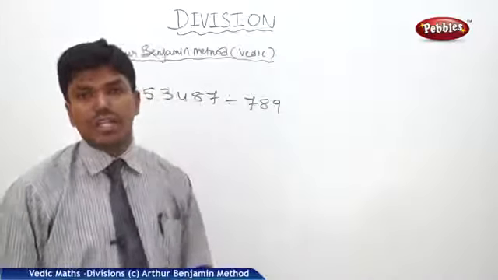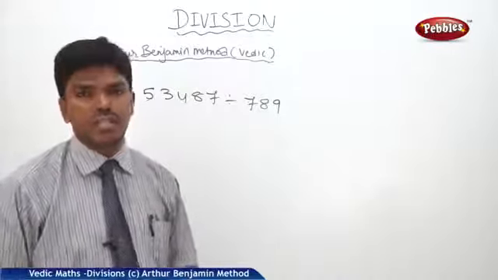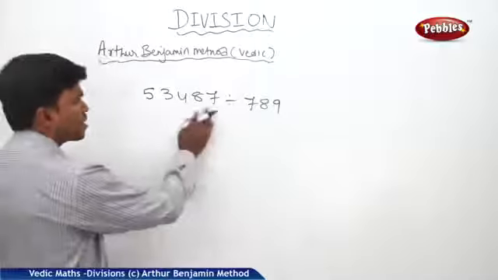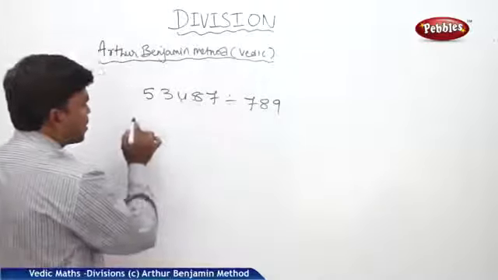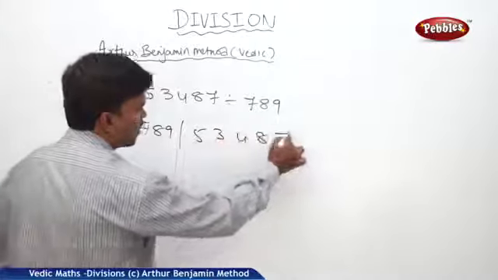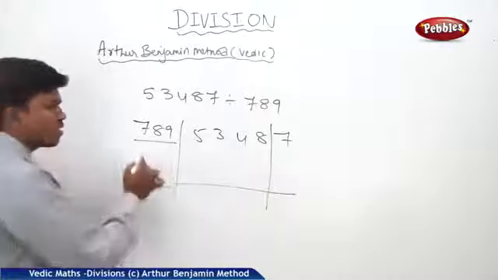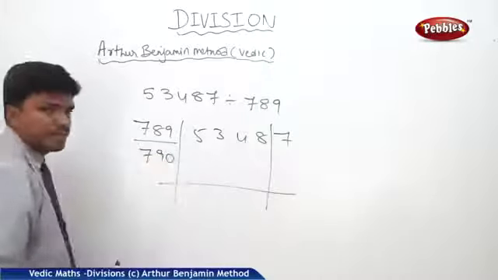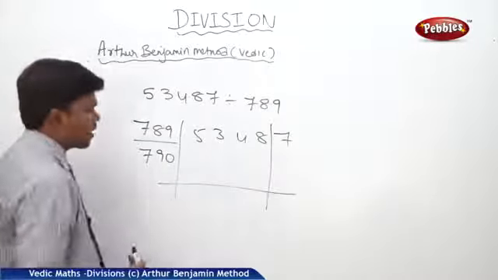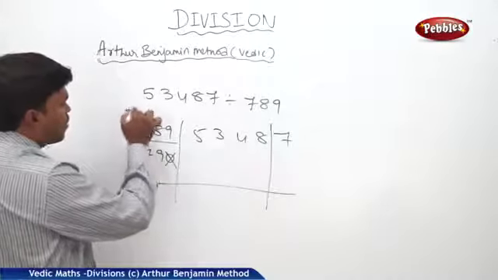Right friends, now let us see an example of Arthur Benjamin division by triple digit. That means 53487, I want to divide it by 789. Now write 789 here. 53487, the last number is for the remainder. 789, what is the nearest to tens? 790. Yes sir, so 790. Leave the 0. What is the complement here? 1.